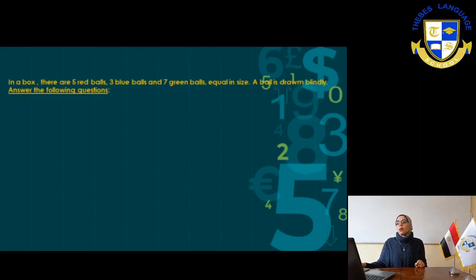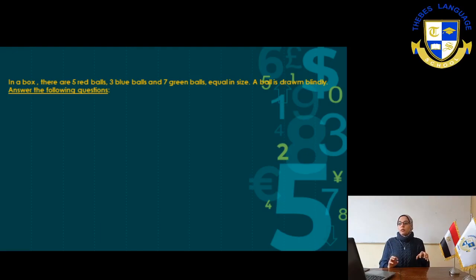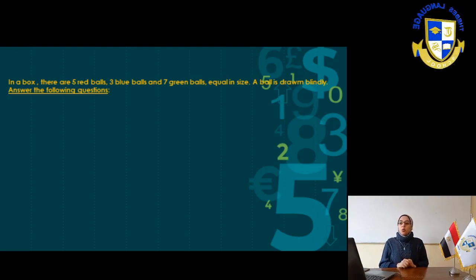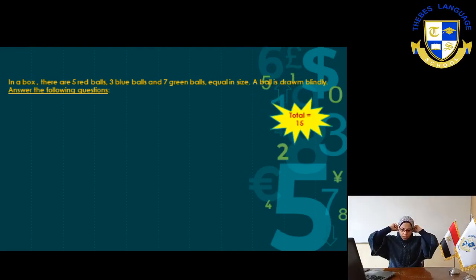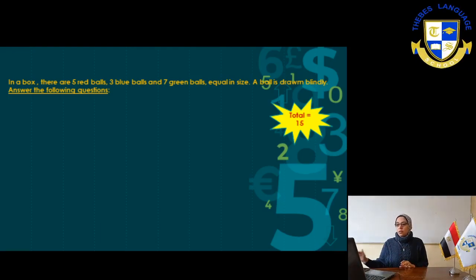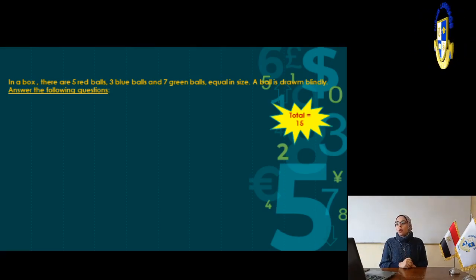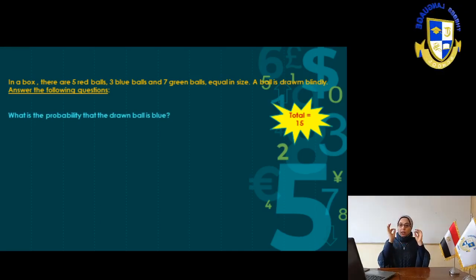In a box, there are 5 red balls, 3 blue, and 7 green balls. All of them are equal in size. If we choose a ball blindly, just cover our eyes and choose any ball, what is the probability that the drawn ball is a blue one?